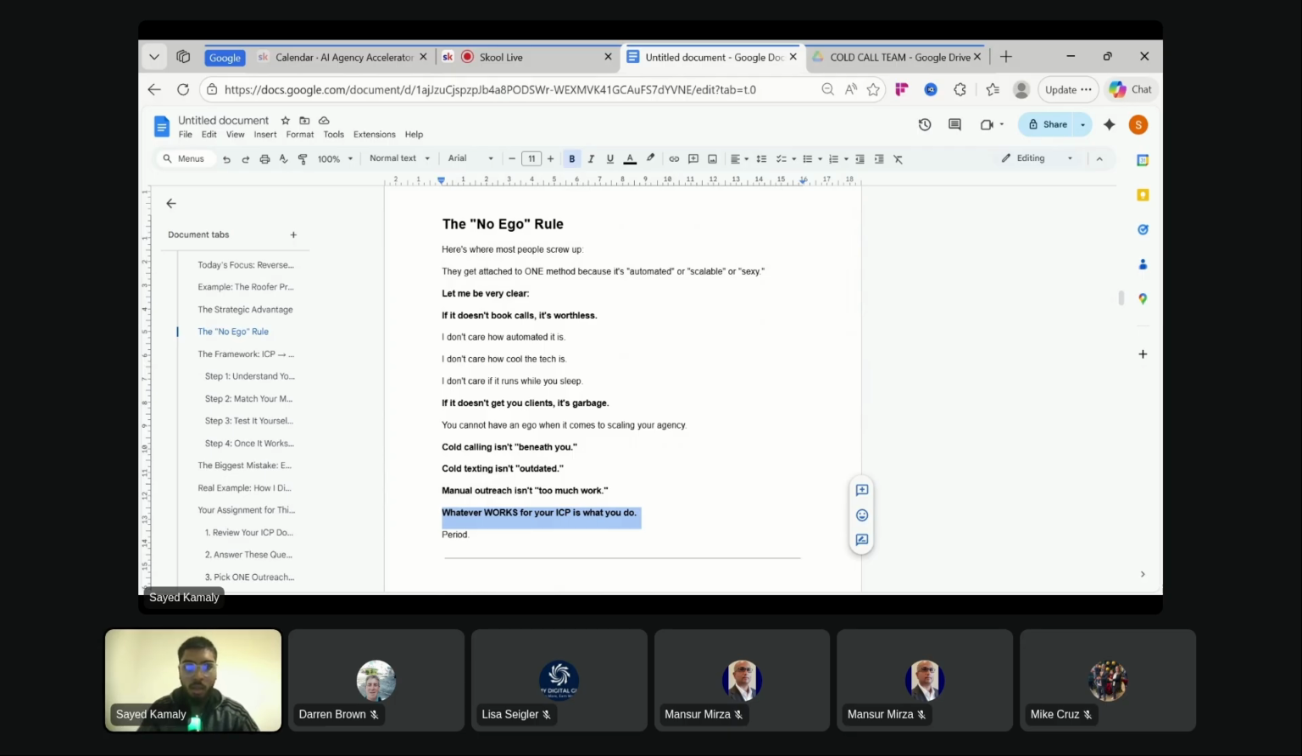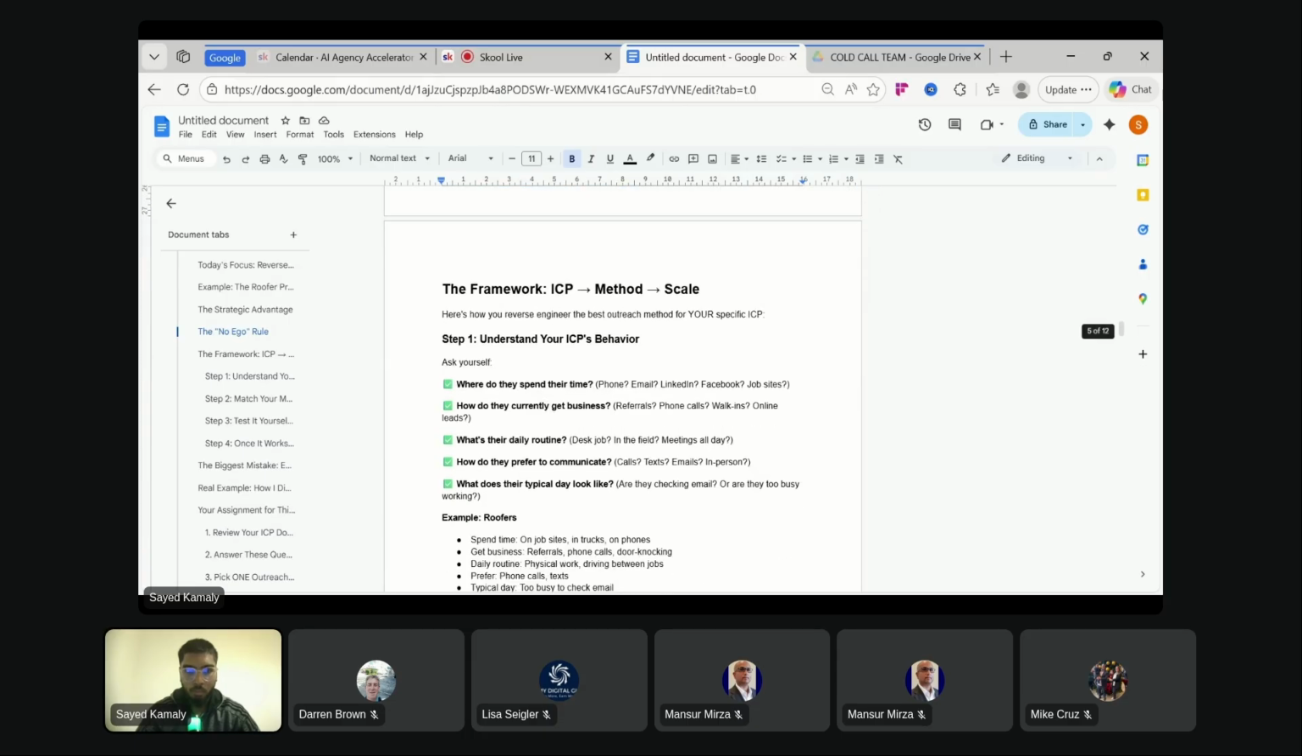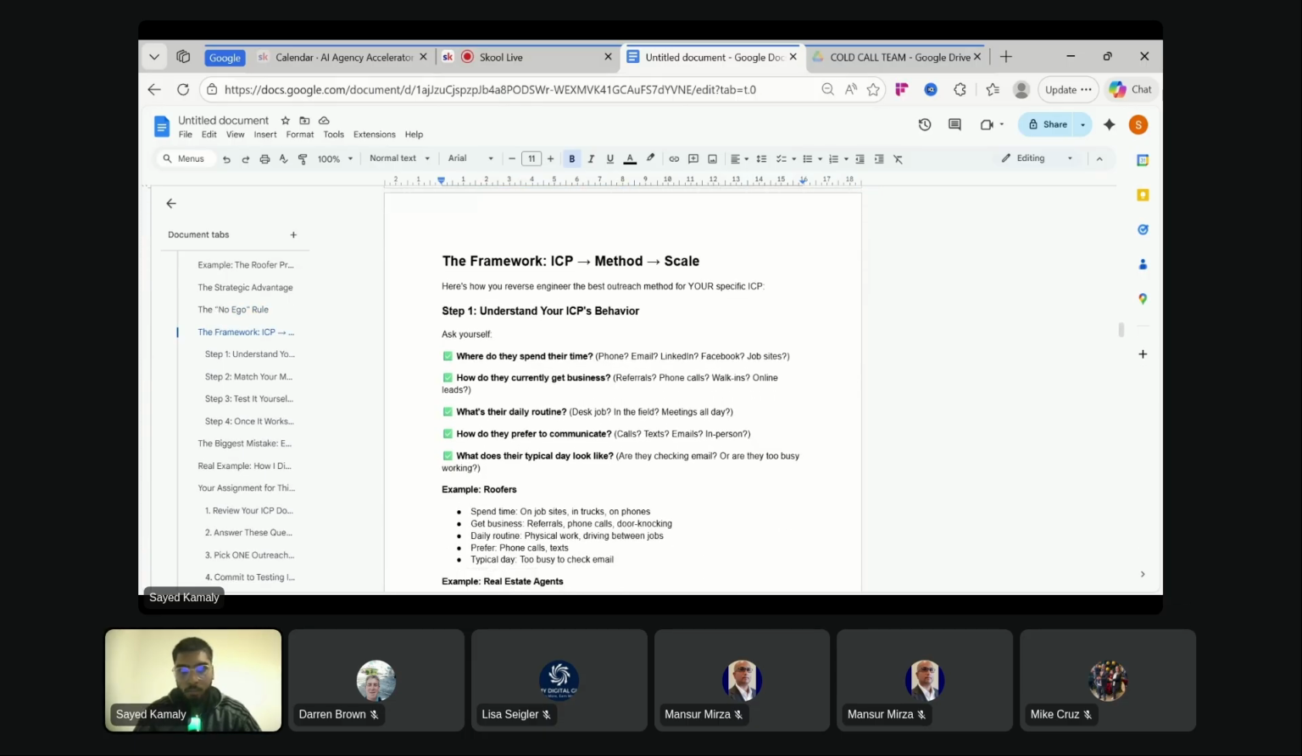You need to understand what is a system then that is going to get me in front of my ICP, that is going to actually allow me to book calls, and that is going to allow me to close clients. Now, the framework. We understand our ICP first, then we build the method, and then we scale it. I've critiqued everything we've covered so far, right? I've broken down why it's so important to understand the ICP, what you shouldn't be doing. Now, how should we be doing it then? We know what we shouldn't be doing, so what should we be doing?